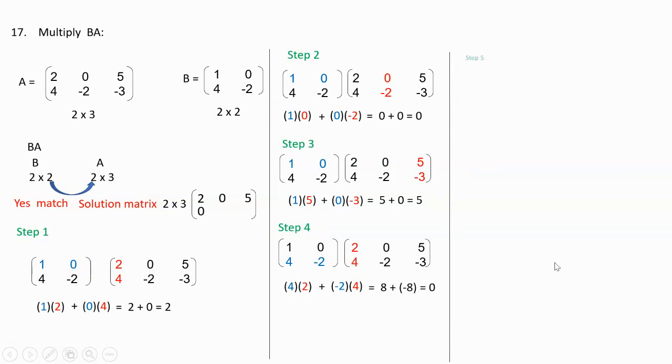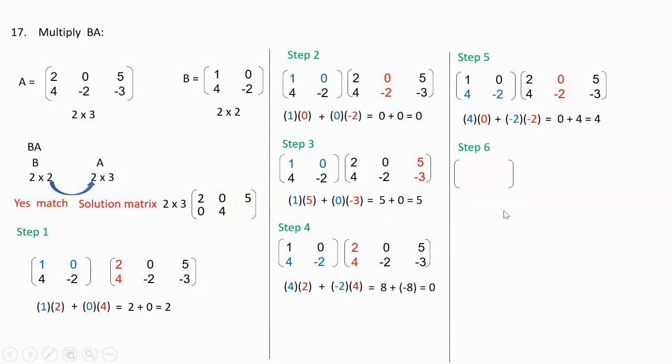Now comes step 5. I'm still multiplying the second row, now times the second column, which is in red. So 4 times 0, and negative 2 times negative 2 is going to give us 0 plus 4. It will give us 4. So that's going to be the second row, second column, the 4.